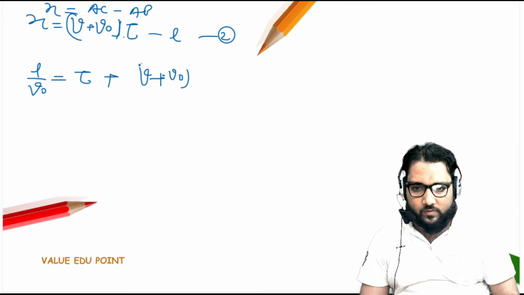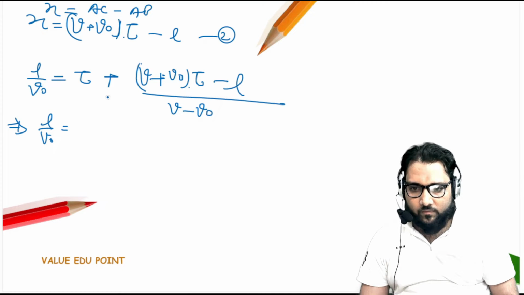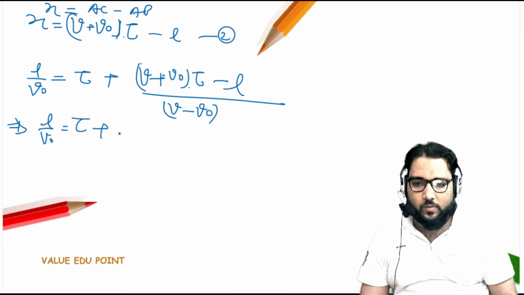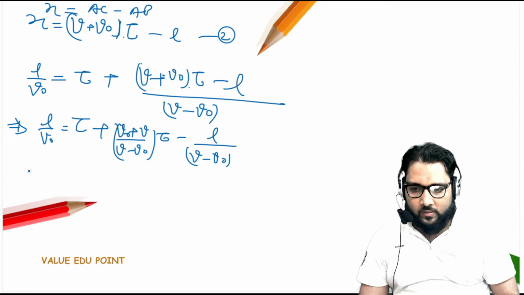Okay, (V + V₀)τ − L upon the velocity, that will be V − V₀. Okay, guys, further we solve it. We take L upon V₀, or if I divide by this denominator, I split these two terms this way. See guys, τ + V₀ + V upon V − V₀ upon τ − L upon V − V₀.